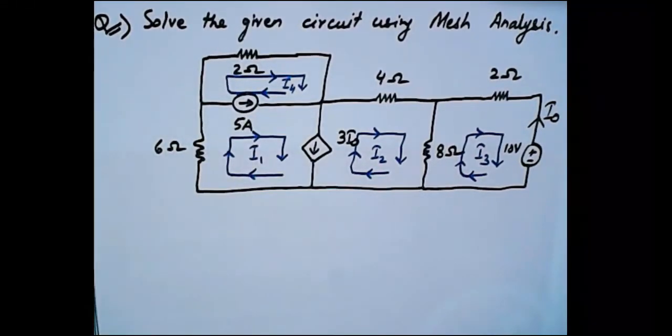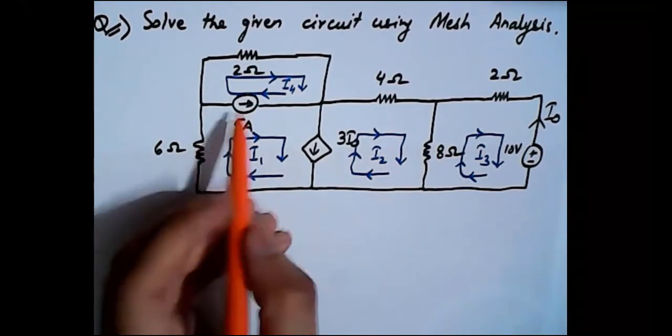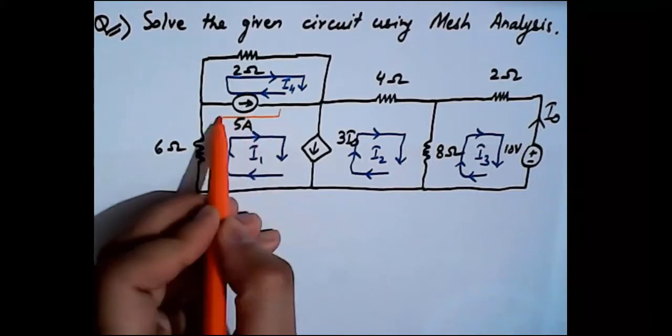So here we have 4 loops, and now the next thing we need to analyze is the current sources. Here we can see that this particular question involves 2 current sources of different types. The first one is an independent current source, which is here.